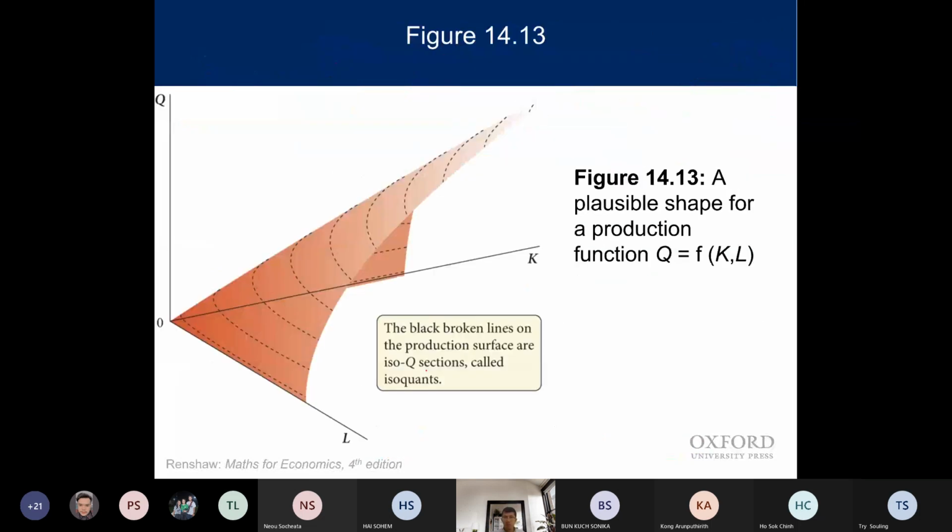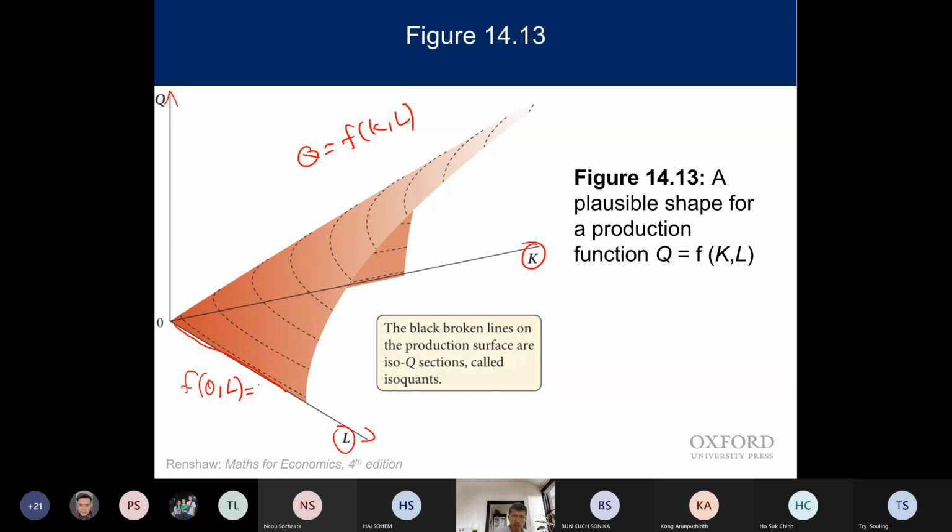Next, this should be the reasonable shape of the production function. So look, it's a surface, right? This is the surface of Q equal to F(K, L). One axis is going to be the labor, and the other is going to be the capital, and the vertical axis is the output, right? So it must be something like this. This corresponds to the case when K equal to 0, right?